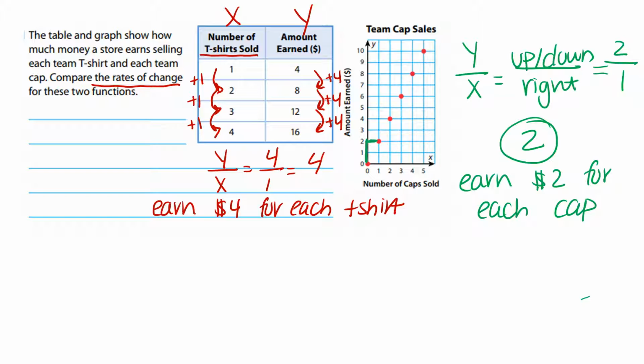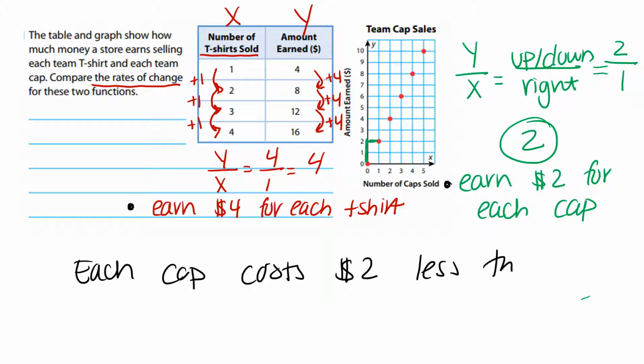So when we're comparing them, we make each of those statements. They earn $4 for each t-shirt. They earn $2 for each cap. Those are our two statements. And then our overarching statement is that each cap costs $2 less than the t-shirt. You could also say that the t-shirt costs $2 more than the caps. Either statement is fine, but we want to make a statement about each individual function and then about the function as a whole. 3 statements made in this problem.